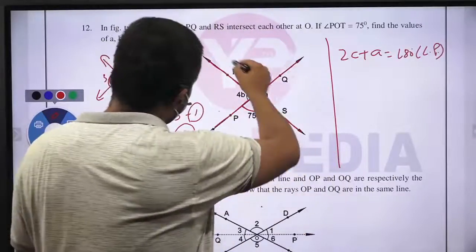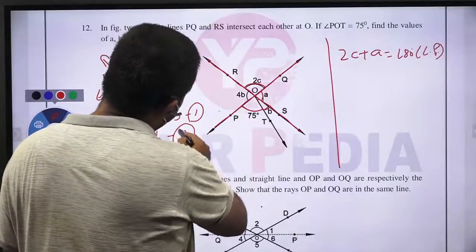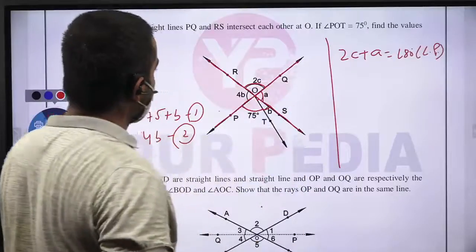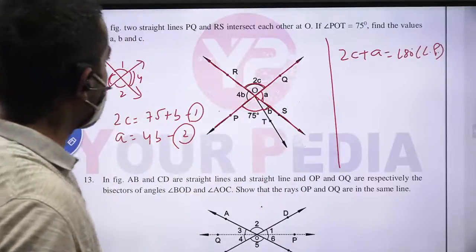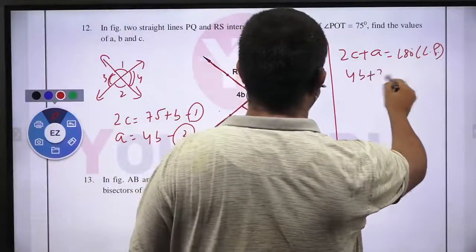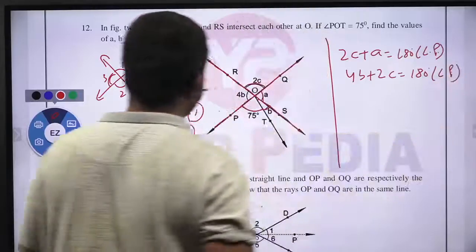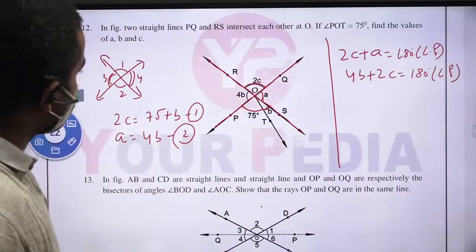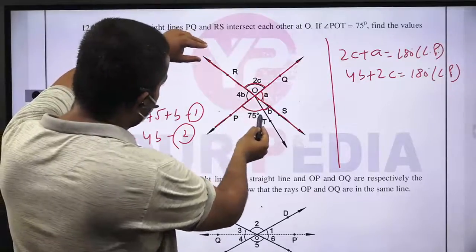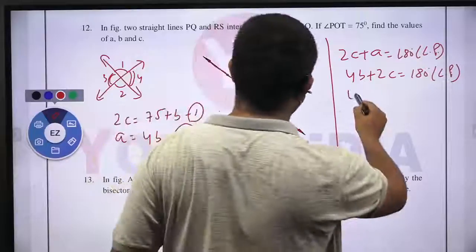Then for the other line also we can say that 4B plus 2C is also 180 degrees. Of course we can frame that 4B plus 2C will also be 180. Let's make all the equations we can make. Then, other than this, 4B plus 75 plus B.